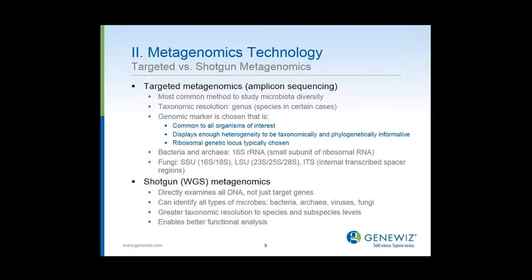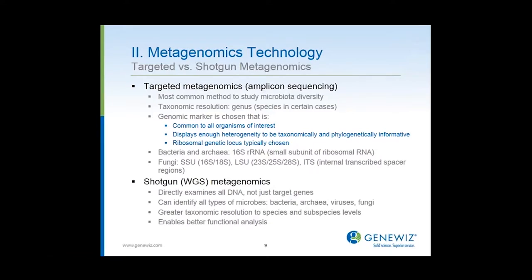For bacteria and archaea, typically we use the 16S rRNA, which is a small subunit of ribosomal RNA. And for fungi, we use the small subunit, the large subunit, or the internal transcribed spacer regions.